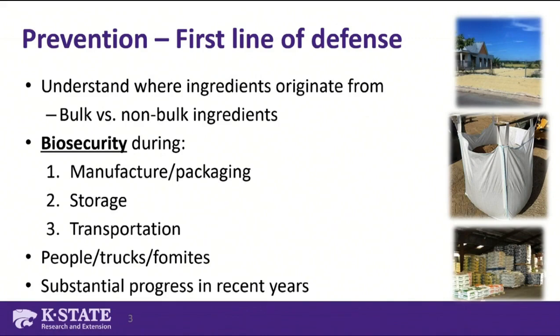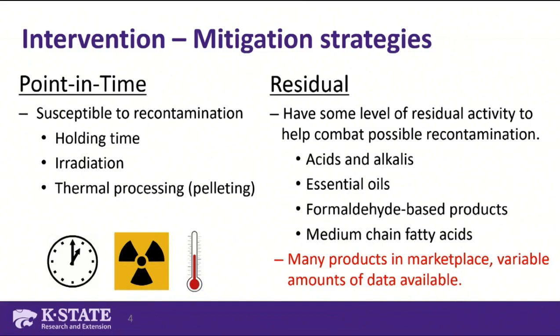And this is an area, in the area of prevention, and the biosecurity associated with avoiding that contamination occurring, that has had tremendous improvement in not only the quality of the research being generated over the last number of years, but also the implementation of that as an industry. So our first line of defense in feed biosecurity is preventing that contamination from occurring. Then the next layer is intervention.